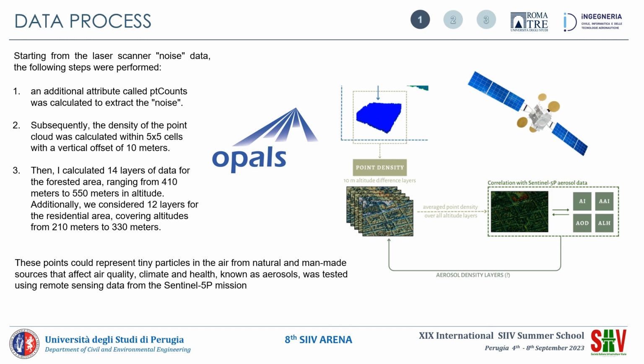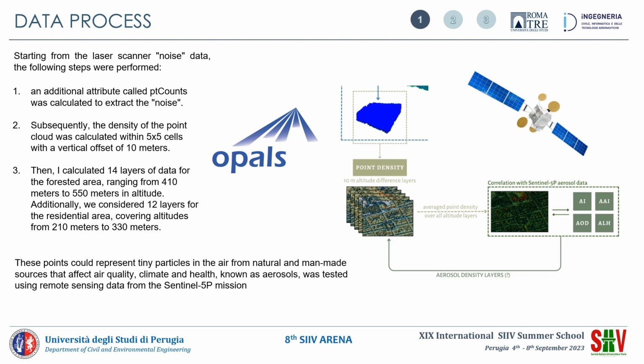Starting from the laser scanner noise data, the following steps were performed. An additional attribute called PT counts was calculated to extract the noise. Subsequently, the density of the point cloud was calculated within 5 × 5 cells with a vertical offset of 10 meters. Then, I calculated 14 layers of data for the forested area, ranging from 410 meters to 550 meters in altitude. Additionally, we considered 12 layers for the residential area, covering altitudes from 210 meters to 330 meters.